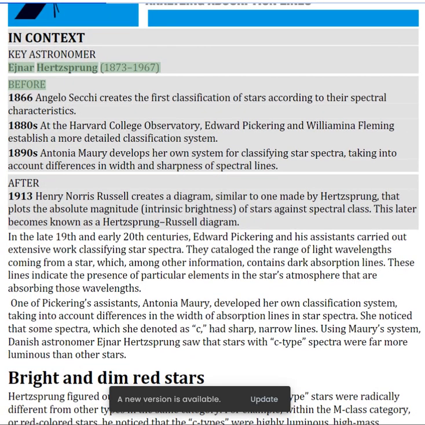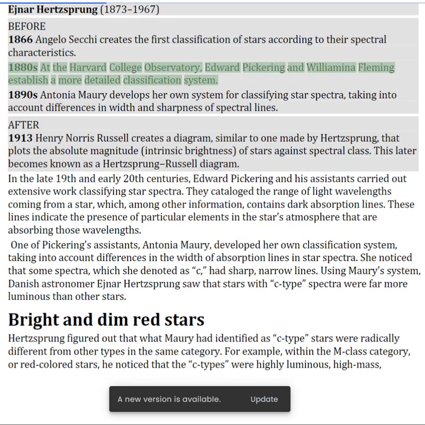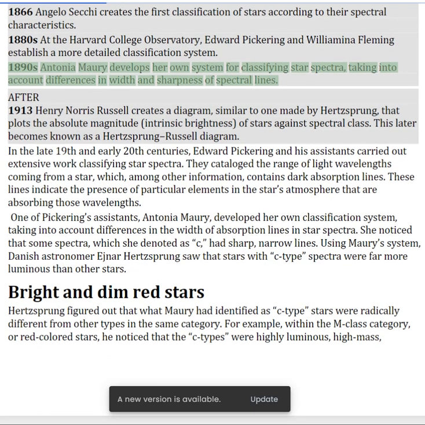Ejnar Hertzsprung. Before 1866, Angelo Secchi creates the first classification of stars according to their spectral characteristics. 1880s, at the Harvard College Observatory, Edward Pickering and Williamina Fleming establish a more detailed classification system. 1890s, Antonia Maury develops her own system for classifying star spectra, taking into account differences in width and sharpness of spectral lines.